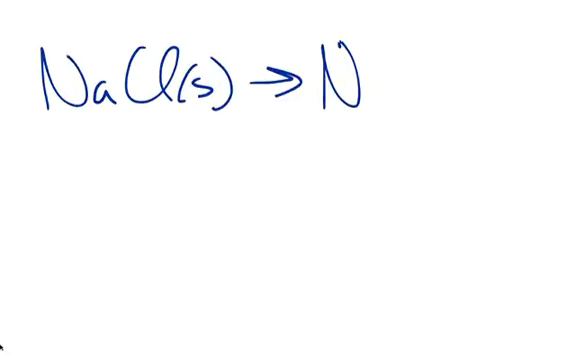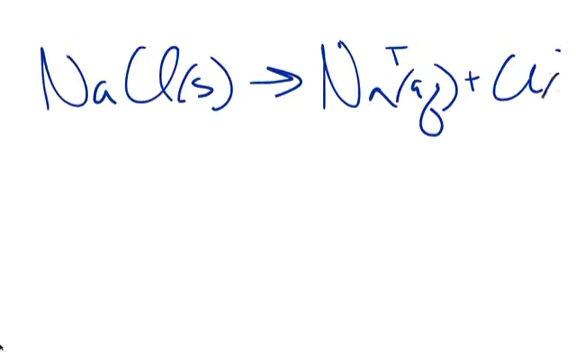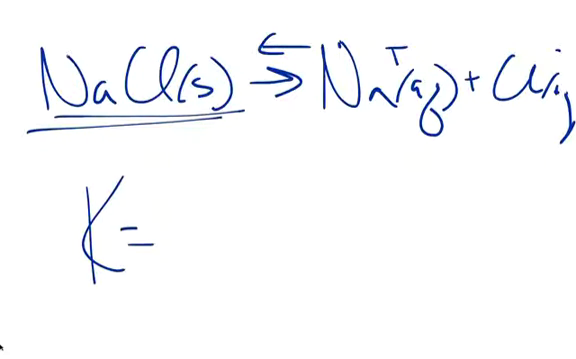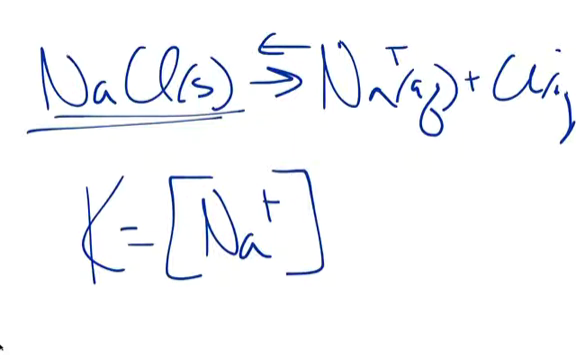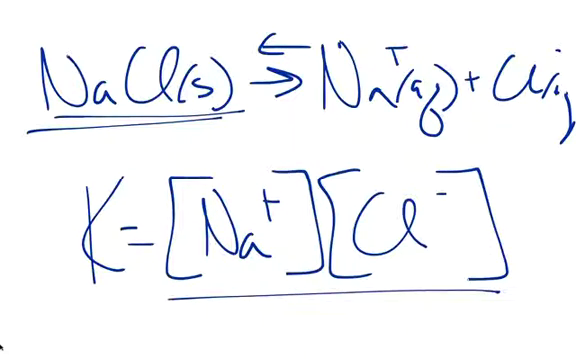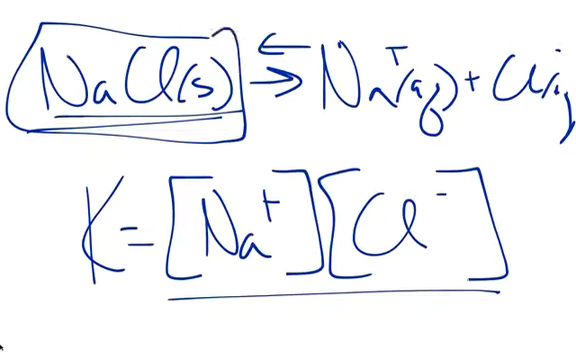Let's do a different example. Say we had sodium chloride as a solid. We put it in water and we get sodium ions and chloride ions, and maybe we assume it's in equilibrium. We want to write the equilibrium constant. Again, this is a solid, so it doesn't have a concentration. So our equilibrium constant is simply the concentration of sodium ions times the concentration of chloride ions. It's not divided by anything, because the solid doesn't become part of our equilibrium constant.